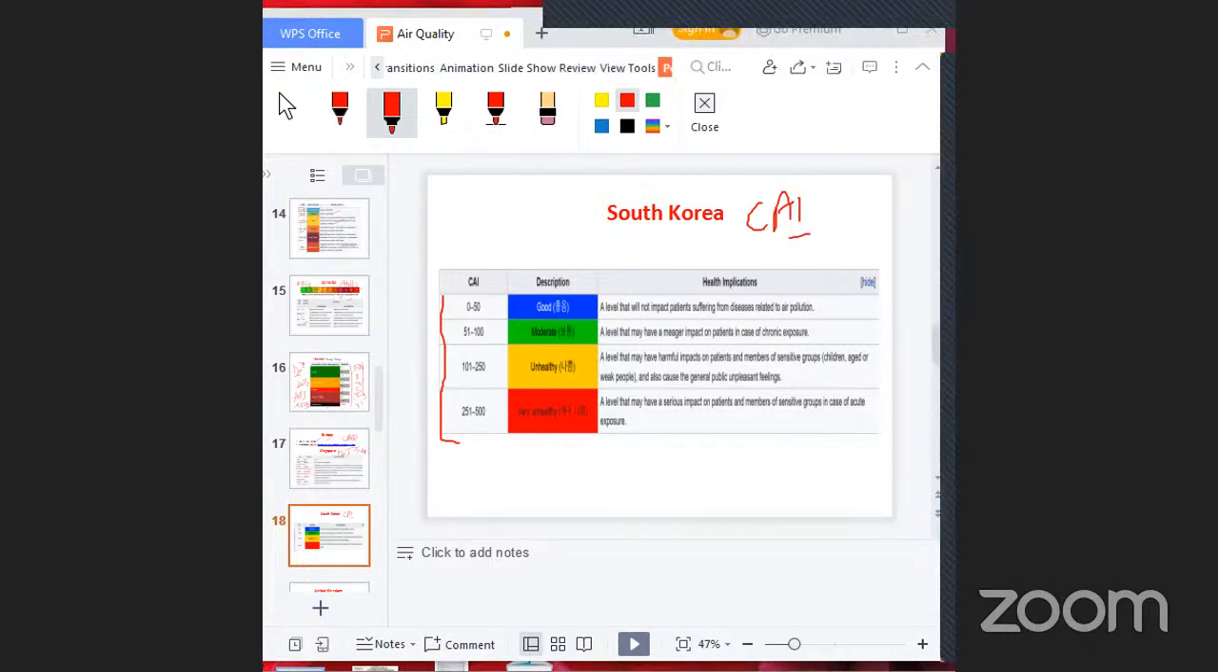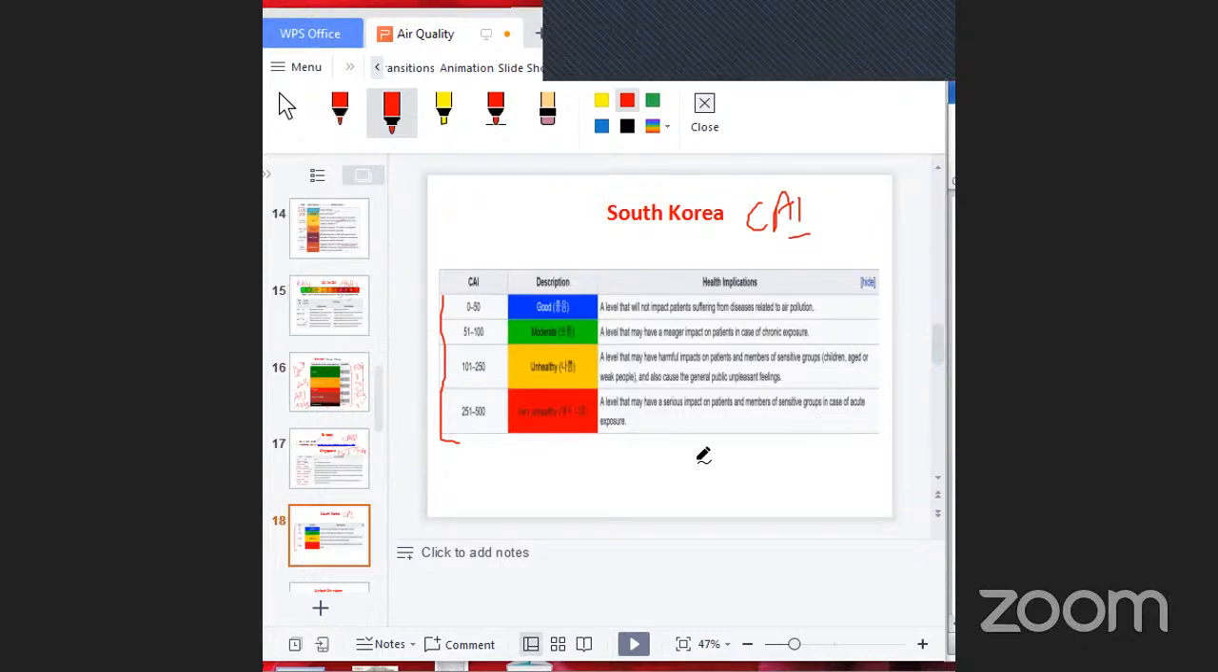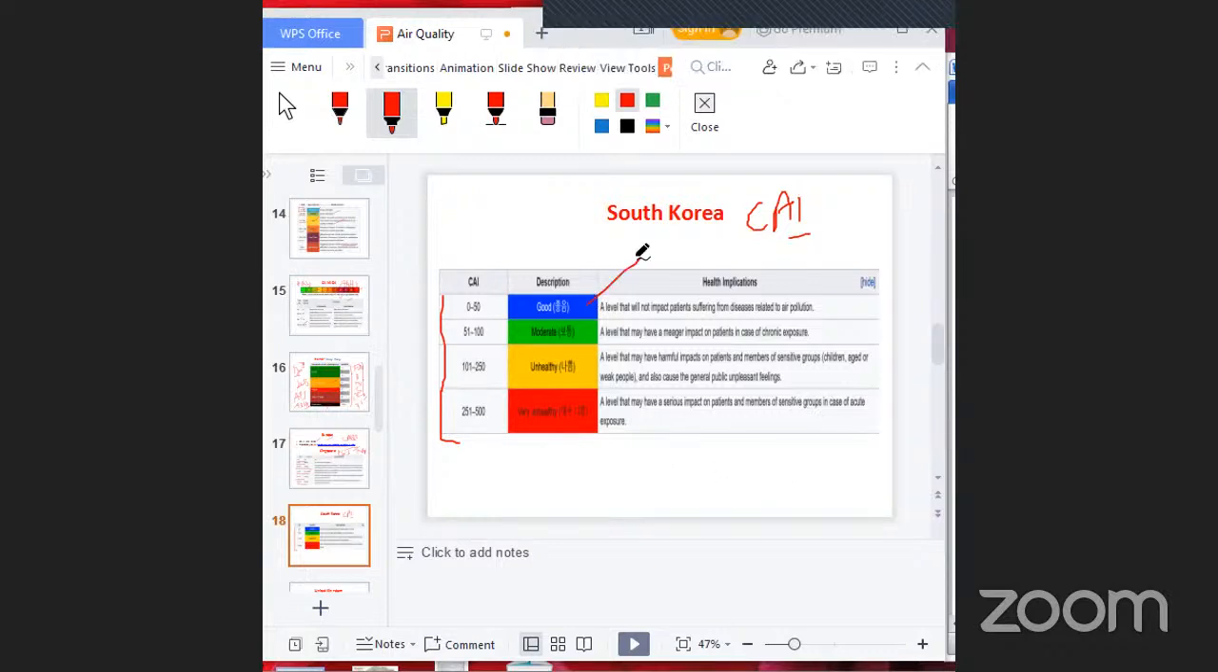Of the values of these air pollutants, the highest is the CAI value. The index also has associated health effects and a color representation of these categories, as shown here. So 0 to 50 is good, in blue; 51 to 100, green; 101 to 250, yellow; and 251 to 500, red.